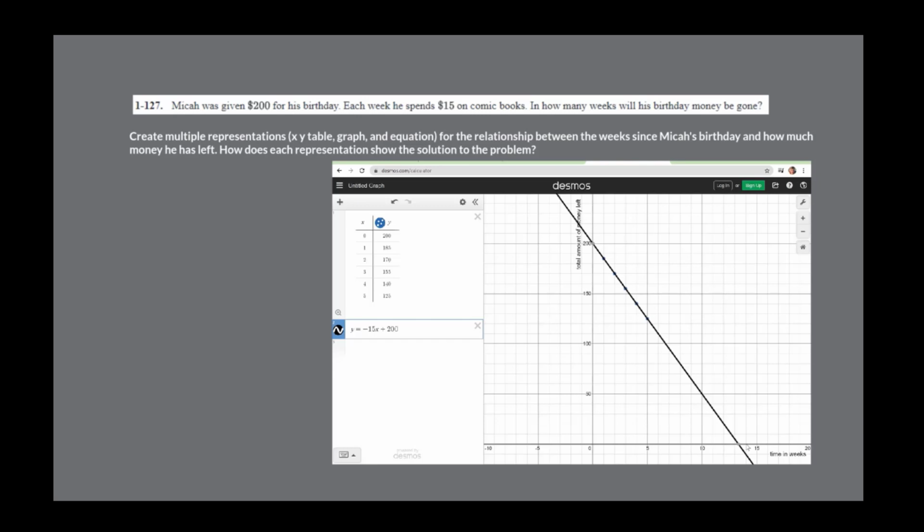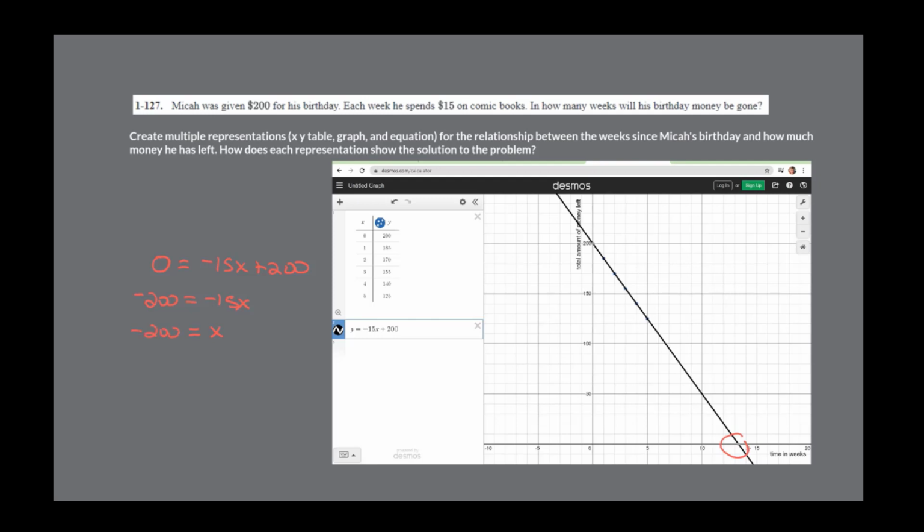Okay, so we have our equation on the right. And we have our x-intercept, which we're pretty sure we know what's going on right in this area. So we're going to go ahead and prove that algebraically. So in order for it to be an x-intercept, for us to figure out what week Micah runs out of money, we need to plug a 0 in for the y, because that's what y would equal if he ran out of money. So negative 15x plus 200. I'm going to subtract 200. I'm going to divide by negative 15.